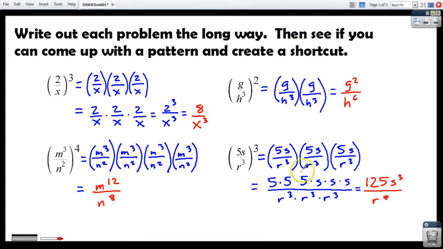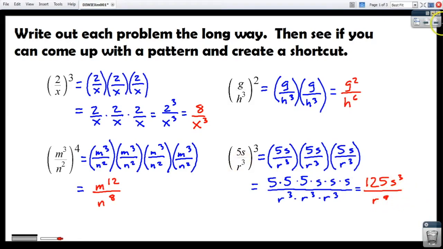And if we apply that to the rest of the problems, we get these. G over h to the third, the whole thing to the second power becomes g to the second and h to the sixth. Finally, we get 5s over r to the third, the whole thing to the third power. We eventually get 125, s to the third, r to the ninth.